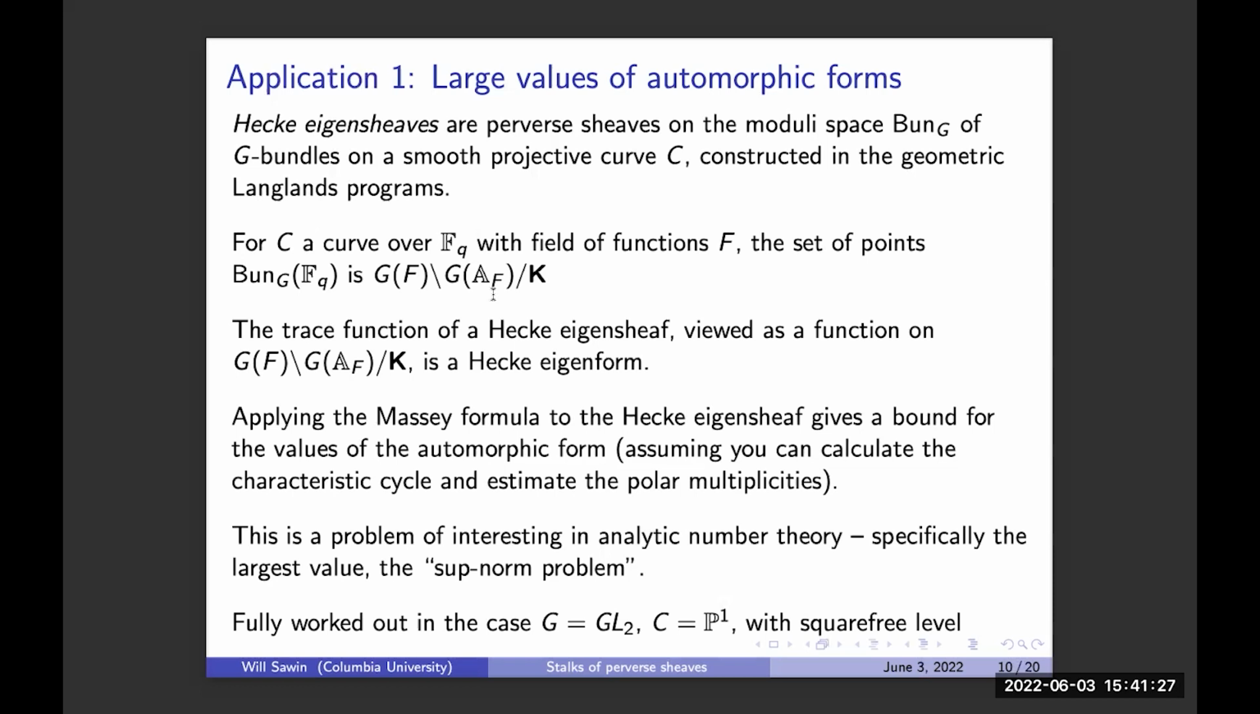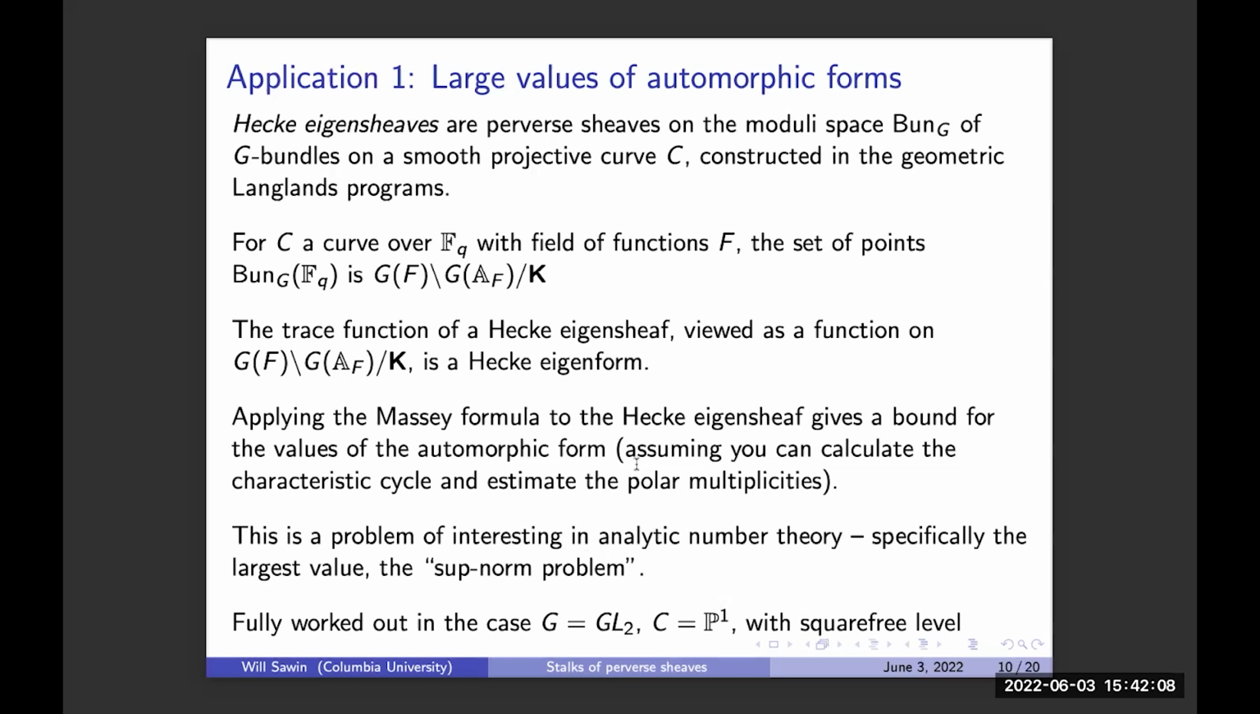And so this question about how large values an automorphic form takes is a more naive question than a lot of the very sophisticated questions about automorphic forms that are studied in Langlands theory. But it is still a reasonable question. It's something people study in analytic number theory. What is the largest value obtained by a given automorphic form, also known as the sup norm? So they call it the sup norm problem. And that's a very hard problem in general. There are a lot of subtleties.